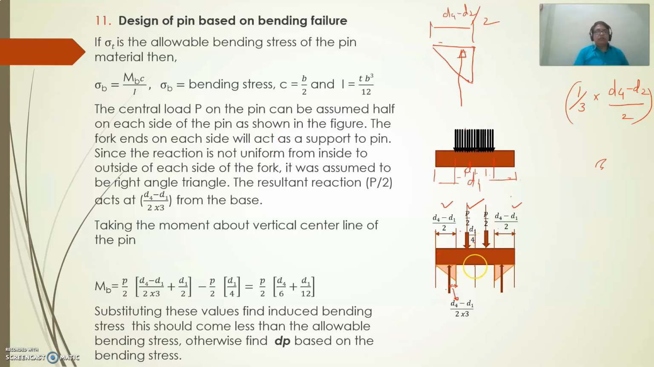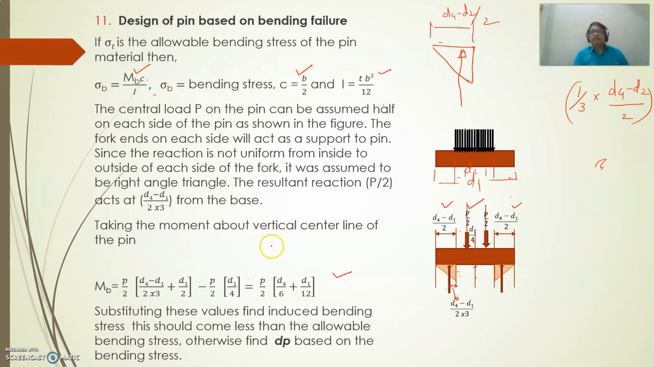Now take the moment about this point. Taking the moment, this is clockwise and this is anti-clockwise. I can take P by 2 into d4 minus d1 into 2 by 3 plus d1 upon 2, this distance plus this distance, minus, this is anti-clockwise, P by 2 into d1 upon 4. By summing this up, we can get the Mb value. Put the value of Mb over here, and c is equal to b by 2 and I is equal to tb cube upon 12.